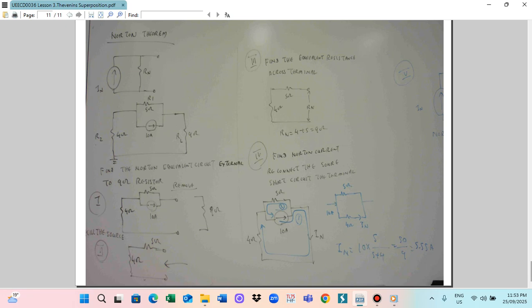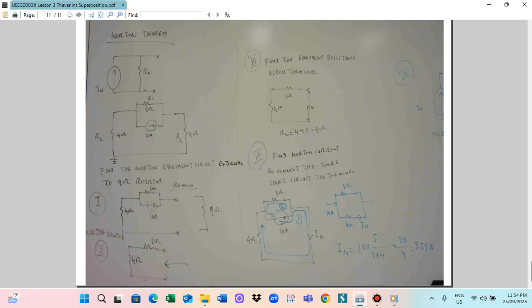So in this case, we can find the IN. We have to utilize the current divider theorem. Current divider theorem means IN you can calculate as 10 ampere multiplied by the opposite resistance, 5 ohm, divided by 5 plus 4. So this becomes 50 divided by 9. So 50 divided by 9, you got the Norton current, which is 5.55 ampere.